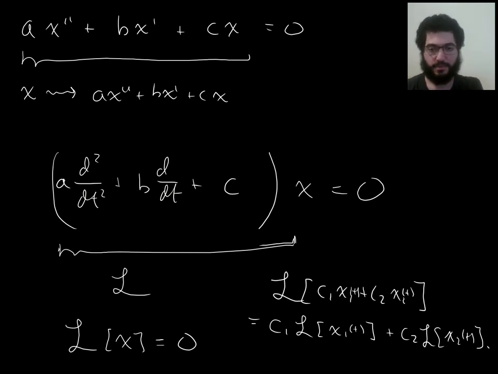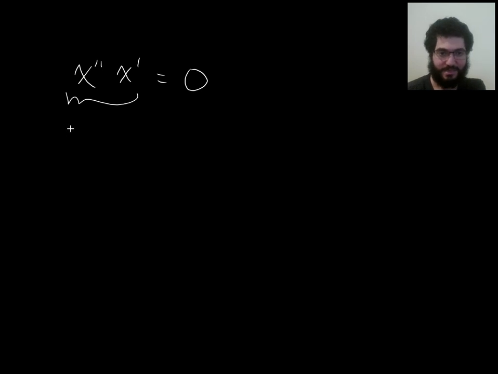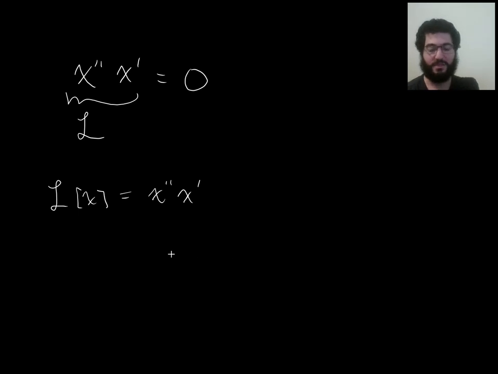So this is what we mean by linear. This will distribute. Let me give you an example of something that wouldn't be linear. Here's a nonlinear second order differential equation: x'' times x' equals 0. What would you call this left-hand side? If you tried to call this L, and if the way L works is that it sends x to x'' x', then L is definitely not linear.